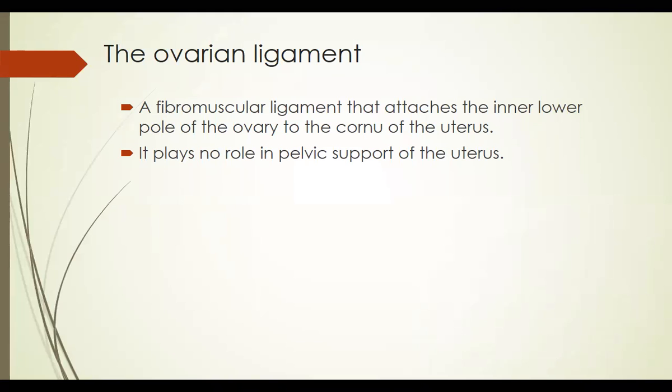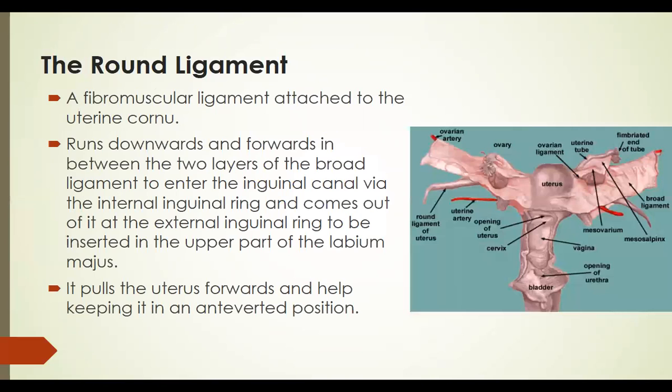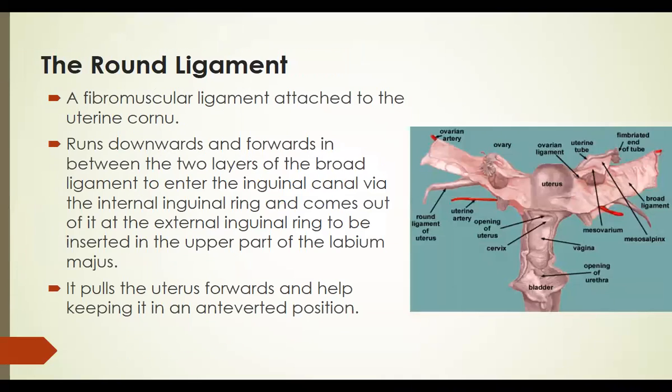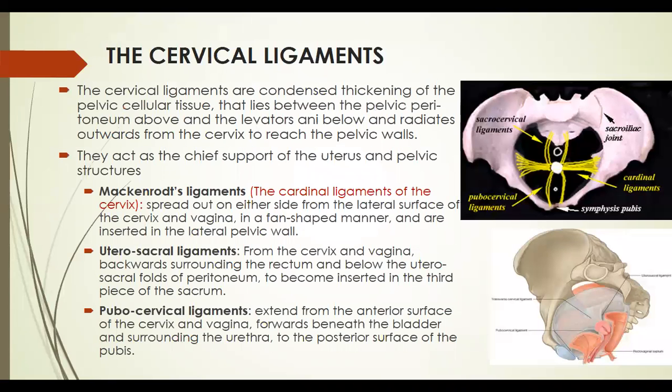The ovarian ligament is a fibromuscular ligament that attaches the inner lower pole of the ovary to the cornu of the uterus. It plays no role in pelvic support of the uterus. If you see here, one more ligament, that is the ovarian ligament, is connecting just the ovary to the uterus. So it has no role to play in holding the uterus itself. It is holding only the ovary. So these are the three ligaments: the broad ligament, round ligament, as well as the ovarian ligament.